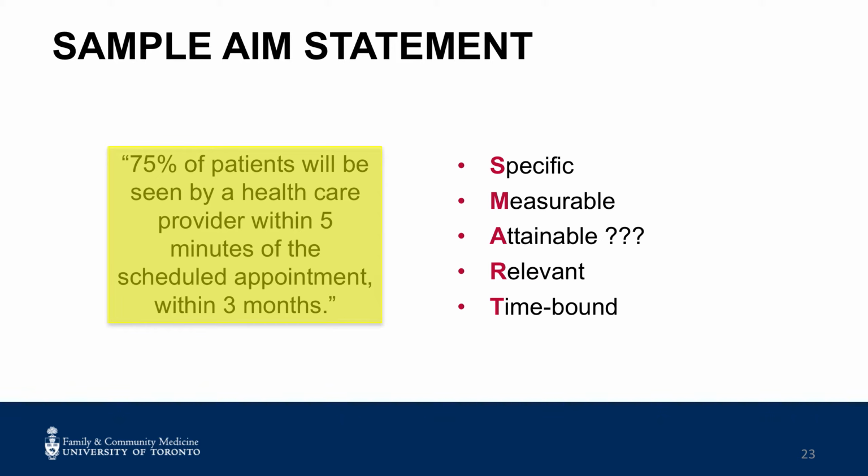Let's work through a second example. 75% of patients will be seen by a healthcare provider within 5 minutes of a scheduled appointment, within 3 months. Specific, we're talking about patients. Measurable, I'm aiming for 75%, not an unrealistic 100%. Attainable, my team can do that. Relevant, we're describing something that's really relevant. We can do this at our practice. And time-bound, we're giving ourselves 3 months to work out the kinks.